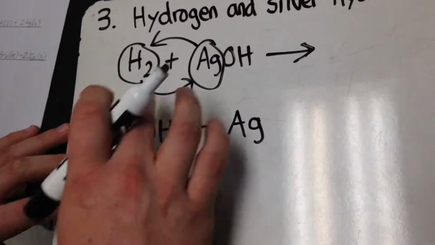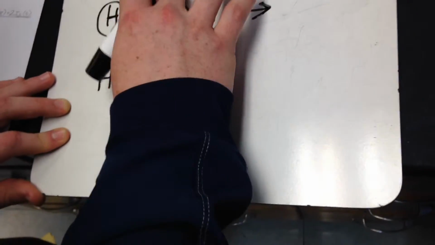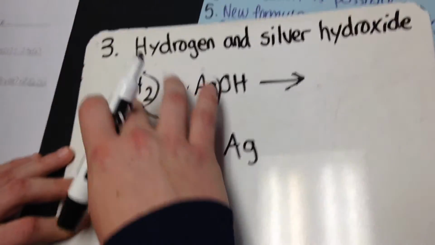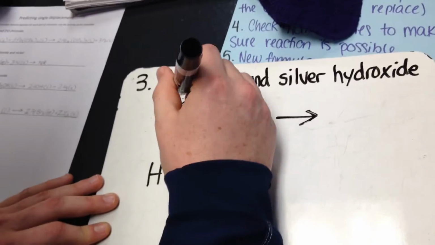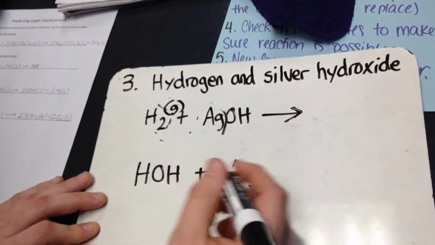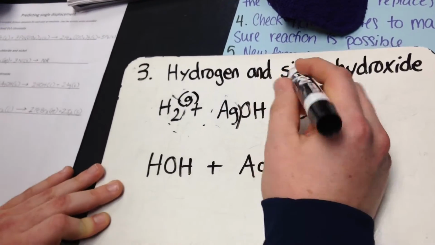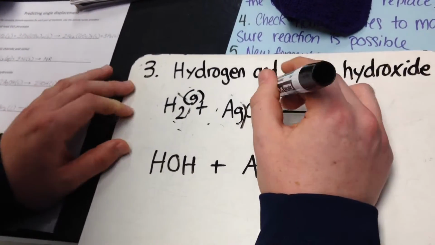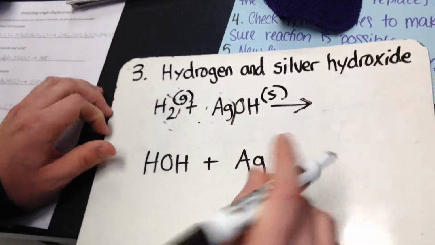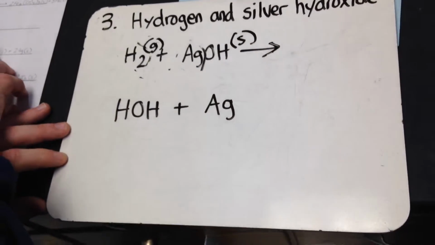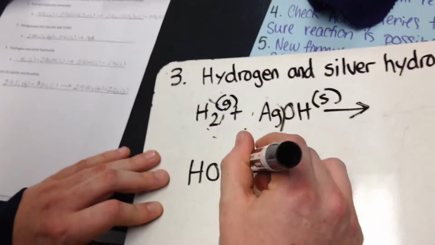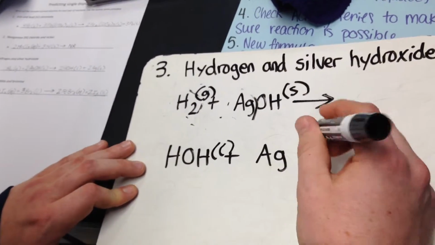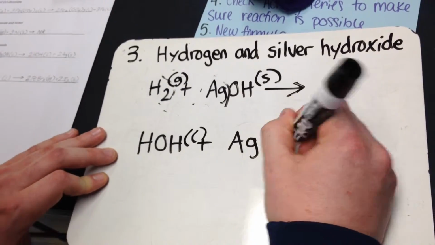Our states of matter. I'm going to erase these. H2 is gas. AgOH is not aqueous, so we write that as solid. HOH, that is also water, so it's a liquid. And silver is a solid.